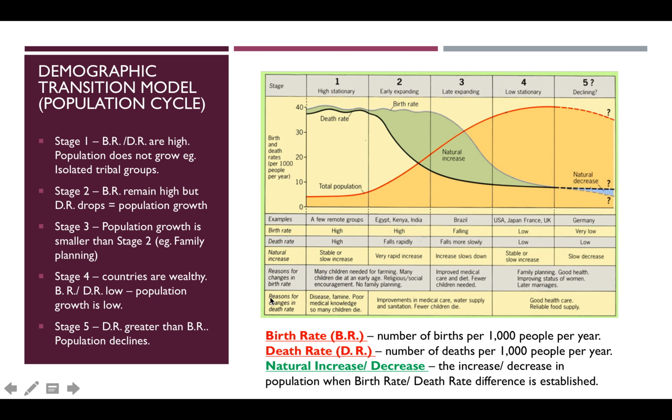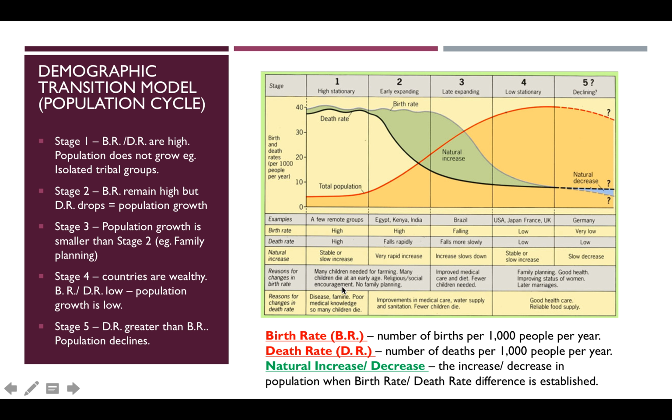Okay? But just to go up to the demographic transition model itself, here we can see first of all the stages. There's 5 of them, and you need to know the names of these: high stationary, early expanding, late expanding, low stationary, and declining population. The top line here is the birth rate, the black is the death rate, and when you equate the two of those together, you get the red line. So this is the population itself, the number of people on the planet.